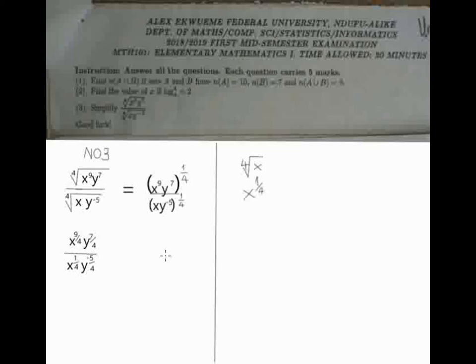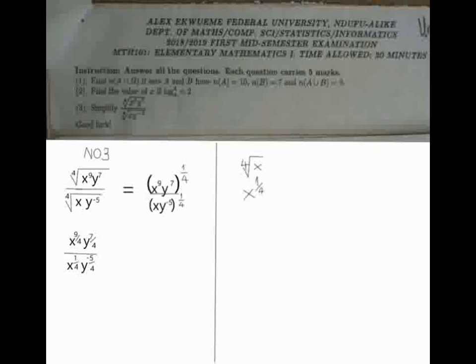So without wasting much time, we have x raised to the power 9 over 4, y raised to the power 7 over 4, all over x raised to the power 1 over 4, and y raised to the power minus 5 over 4. The law of indices states that in division of numbers with the same base, you should simply subtract the powers. Let me illustrate that with an example.